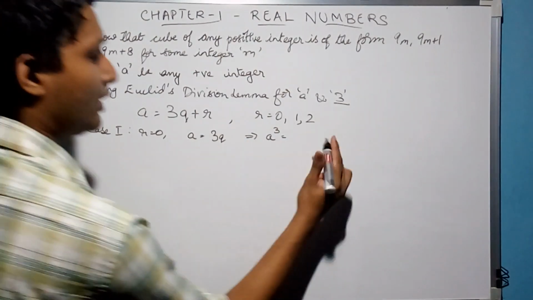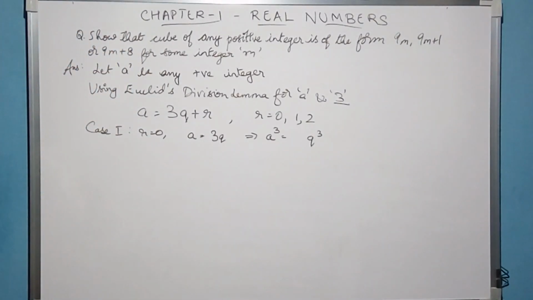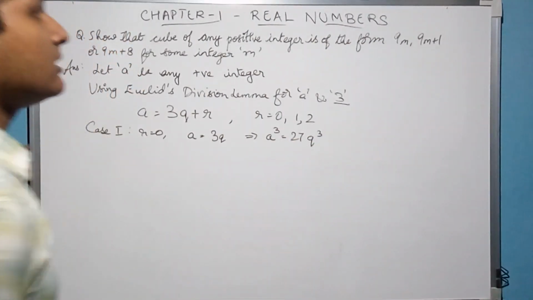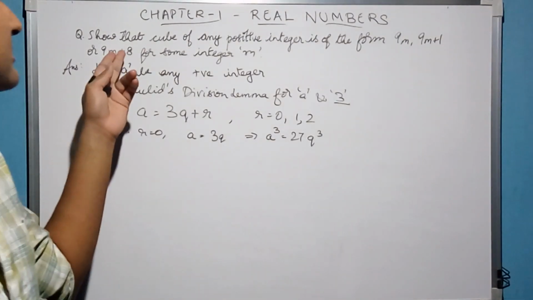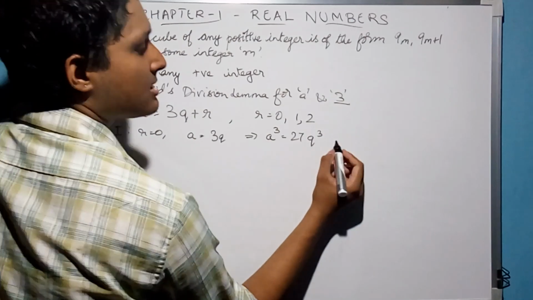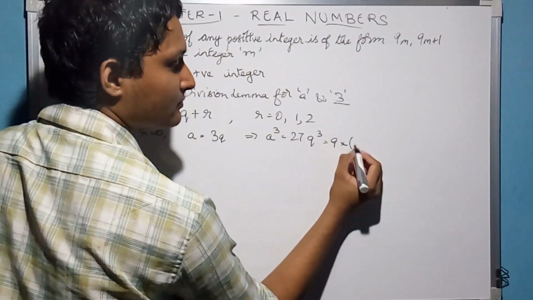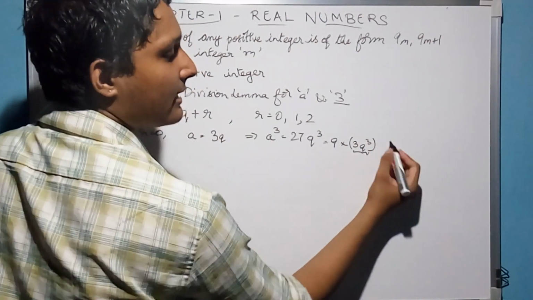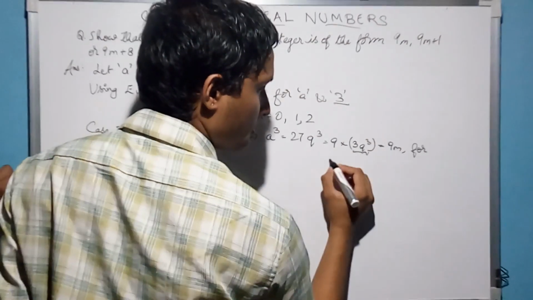(3q) whole cube, q I write as q cube itself. What is 3 cube? 3 into 3 into 3. 3 into 3 is 9, 9 into 3 is 27. 27q cube. Now I want it in the form 9m, 9m plus 1 or 9m plus 8. So there is no extra integer to use 8 or 1. So this is 9m itself. So I need to take 9 outside. So 9 into 3q cube. 3q cube is one together term, and I'm going to write it as some m for some integer m.